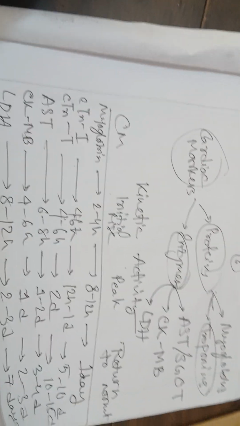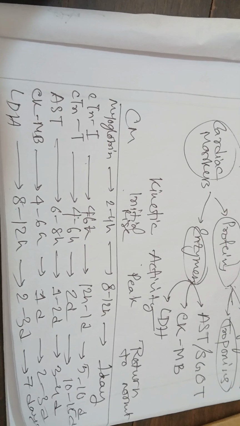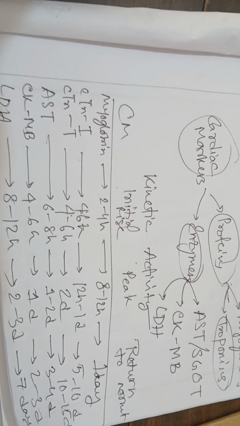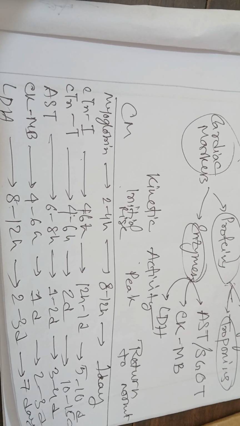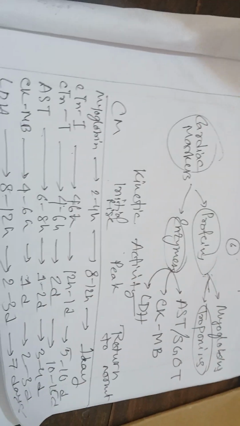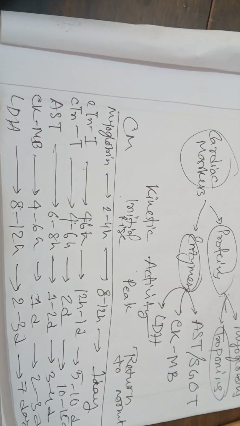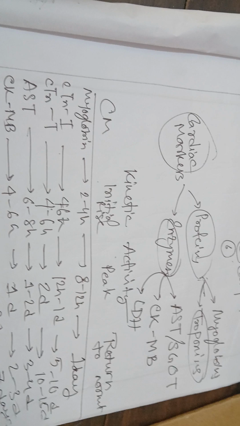Creatine phosphokinase subunit MB, initial rise after 4 to 6 hours, peak after 1 day, and returns to normal after 2 to 3 days. LDH, initial rise seen after 8 to 12 hours of cardiac damage, peak after 2 to 3 days, and returns to normal after a week and onwards. So this is all about cardiac markers.